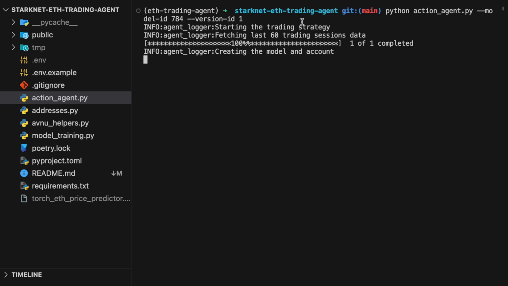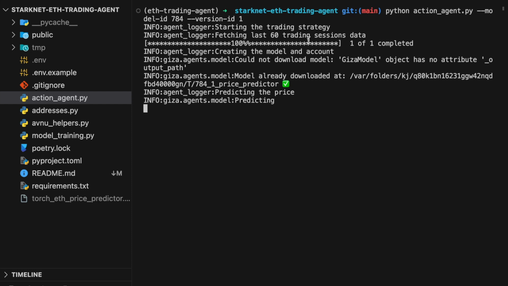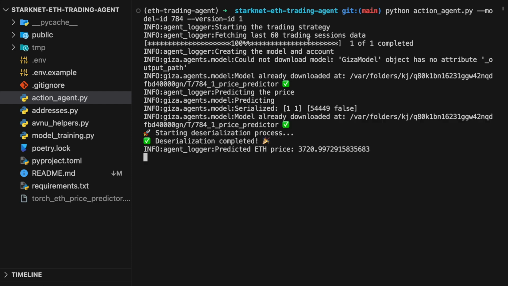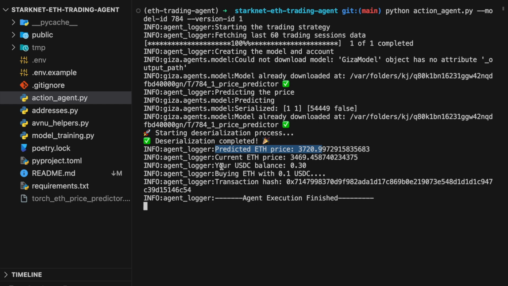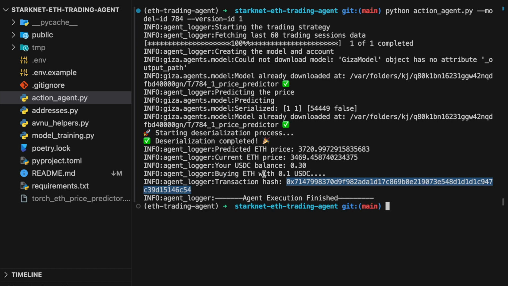When we start our trading strategy, we fetch the last 60 trading session data, and based on this data, our model predicts the next price. Currently, the price of Ethereum is 3469, and the predicted price from the model is 3720. Based on the logic, if the price is more than 1% higher, then we execute a buy trade. As you can see, we had a USDC balance of 0.3 USDC, and we performed a buy transaction, and this is the transaction hash which we received.